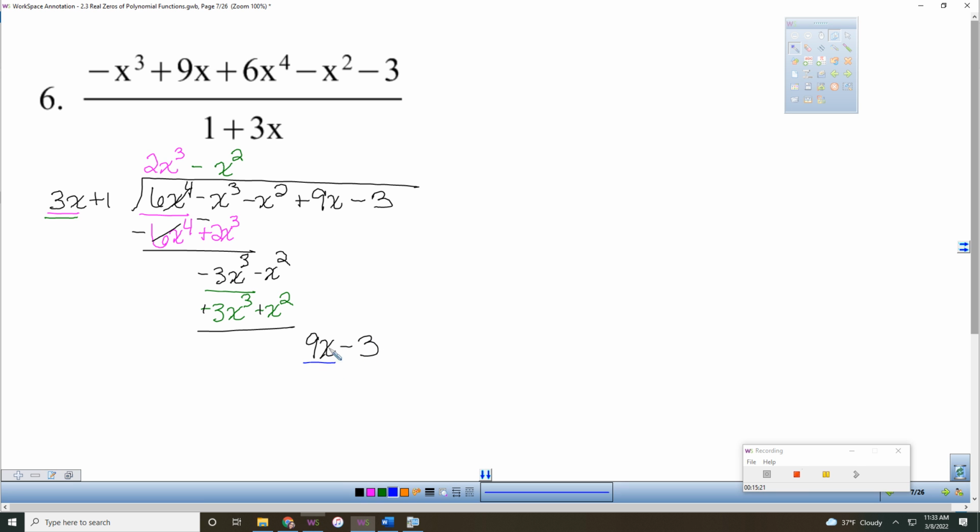All right, so 9x divided by 3x, that gives me 3. 3 times 3x is 9x, and 3 times 1 is 3. I'm going to change my signs and combine. These cancel, and this gives me negative 6, so that is my remainder. So I would end up with 2x cubed minus x squared plus 3 with a remainder of negative 6. So that would be minus 6 over 3x plus 1.